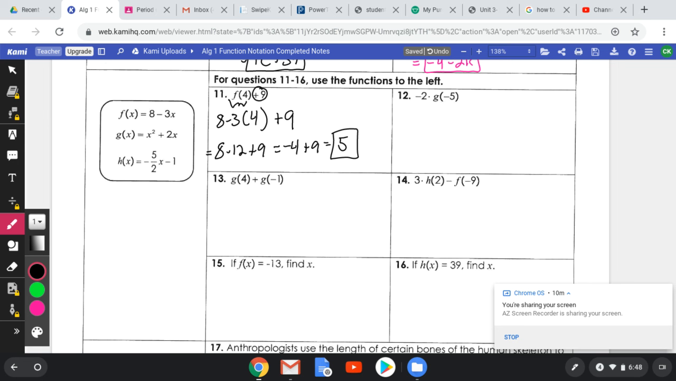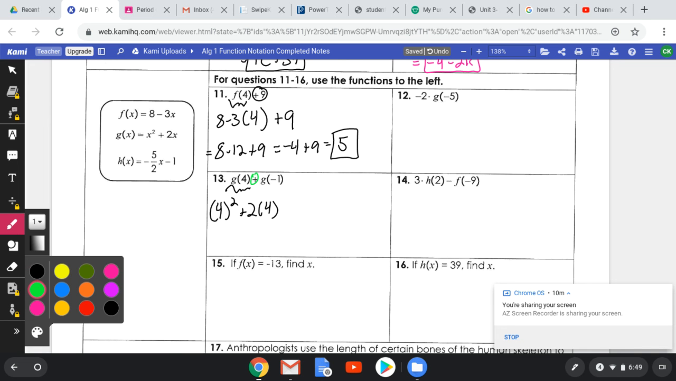Okay. Let's look at number 13. Number 13 says g of 4 plus g of negative 1. Well, what does that mean? All that just means is now, and again, what's great about function notation is that I can use the same function and plug in different values. So basically, you're going to take g of 4, plug in 4 everywhere I see an x. So I'm going to do 4 squared plus 2 times 4. I'm going to bring this operation down. So plus.